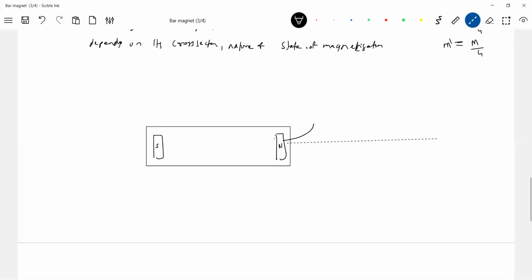There's an axial line. There's a reference axial line, and there's an equatorial line. This is for our reference we are drawing. The bar magnet will not produce these dotted lines.